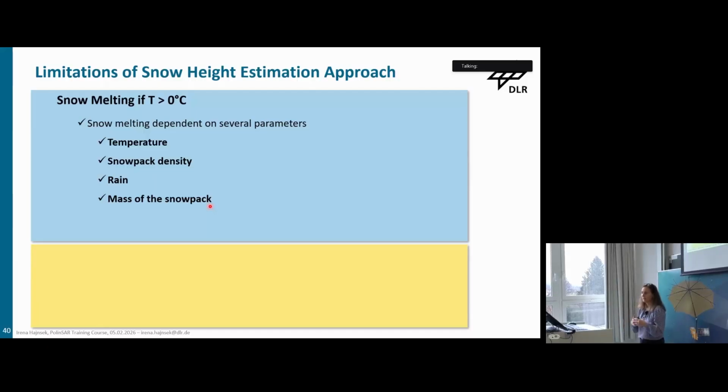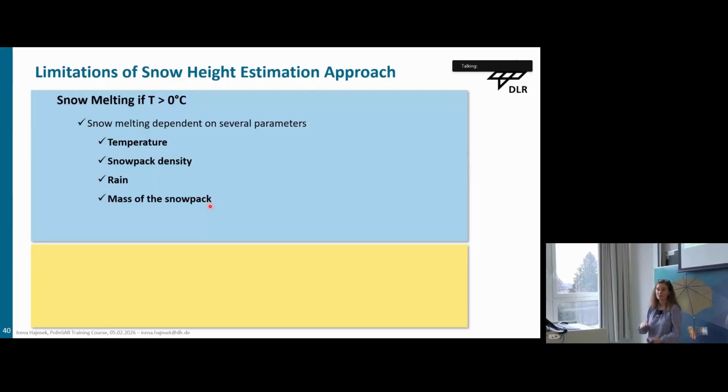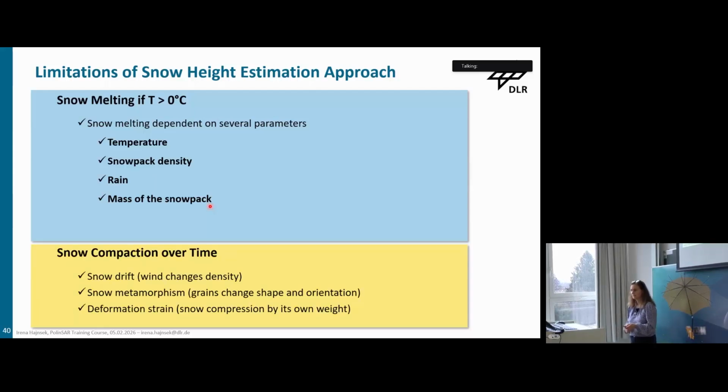And also the mass of the snowpack is important, because here we assume that your snowpack is not larger than 2 or 3 meters, and you need a wavelength which penetrates so deep that you also see the snowpack. So therefore, either you change the wavelength or the frequency, or you adapt to the amount of snowpack that you're considering to have on the ground. So that's also something that needs to be taken care of.